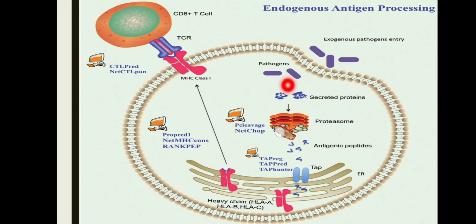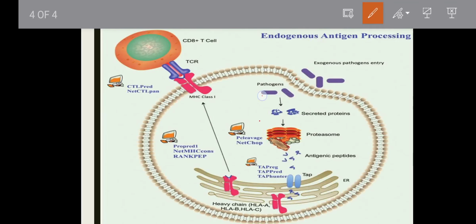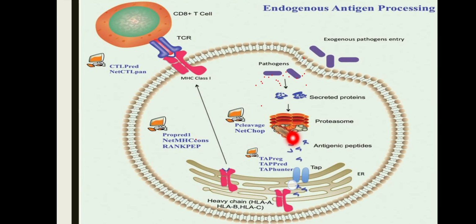Now here, the pathogen enters. This pathogen is tagged with some ubiquitin protein. Now this tagged antigen enters the proteasome complex, and this proteasome complex degrades this pathogen and produces antigenic peptides.